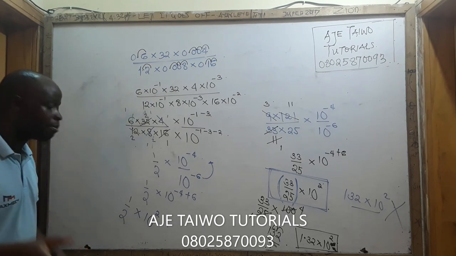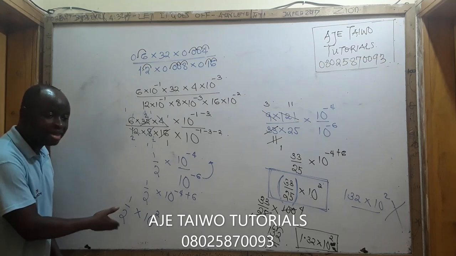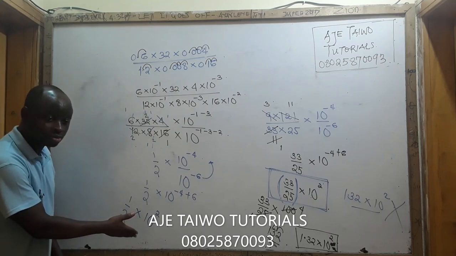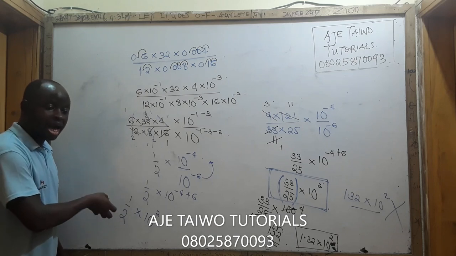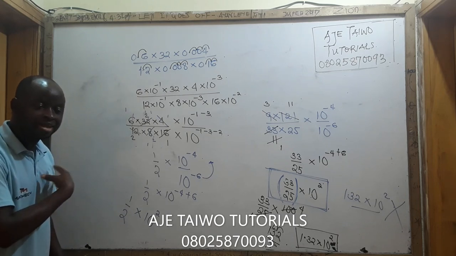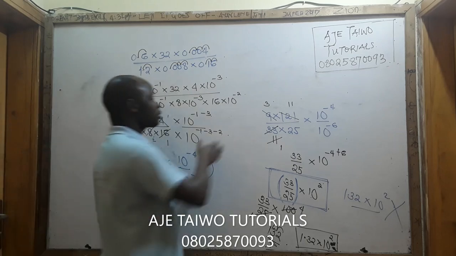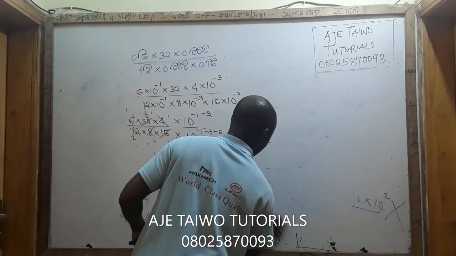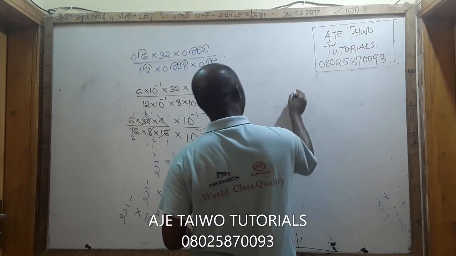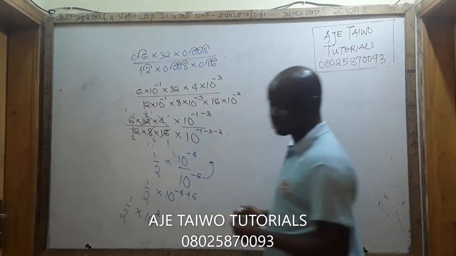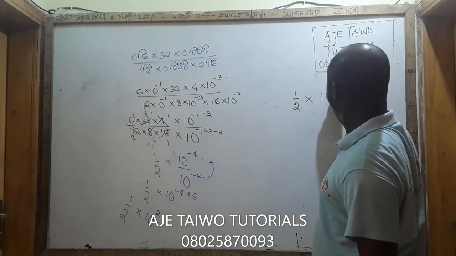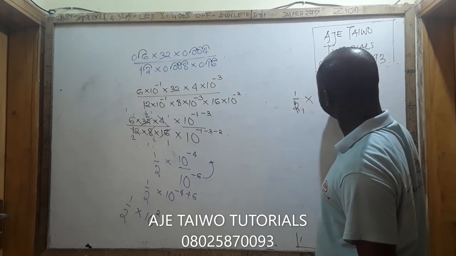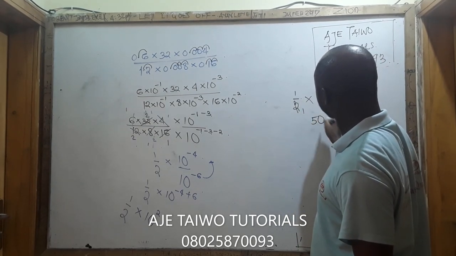Can someone tell me what we are meant to do? What are we meant to do from here? That's what? 1 over 2 times what? Times 100. That's 2 into 1, 2 into 50. That's 50. Answer is 50.